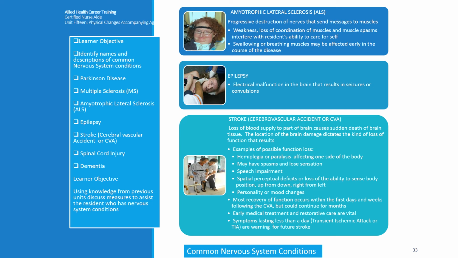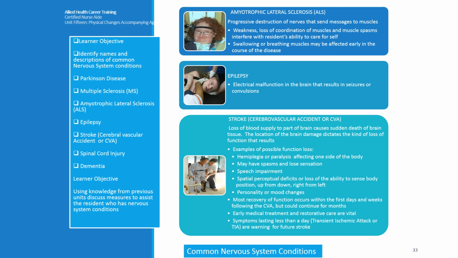You may have spasms and lost sensation. You may have speech impairment, swallowing impairment, perceptual deficits, or the loss of the ability to sense body positioning, up from down, right from left. So people may be walking into stuff all the time, if they can walk. That's where you have that unilateral neglect, where they may not recognize that they need to groom one part of their body because they may not know that it's there still.